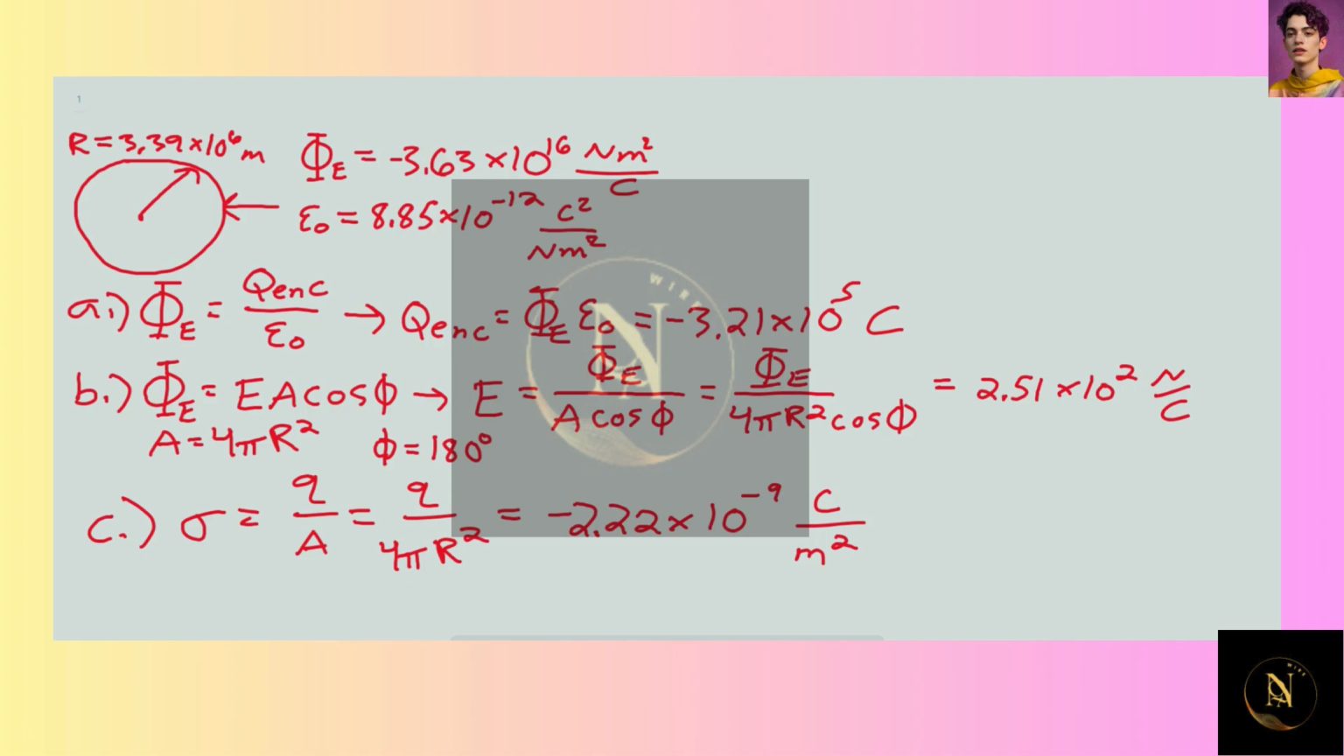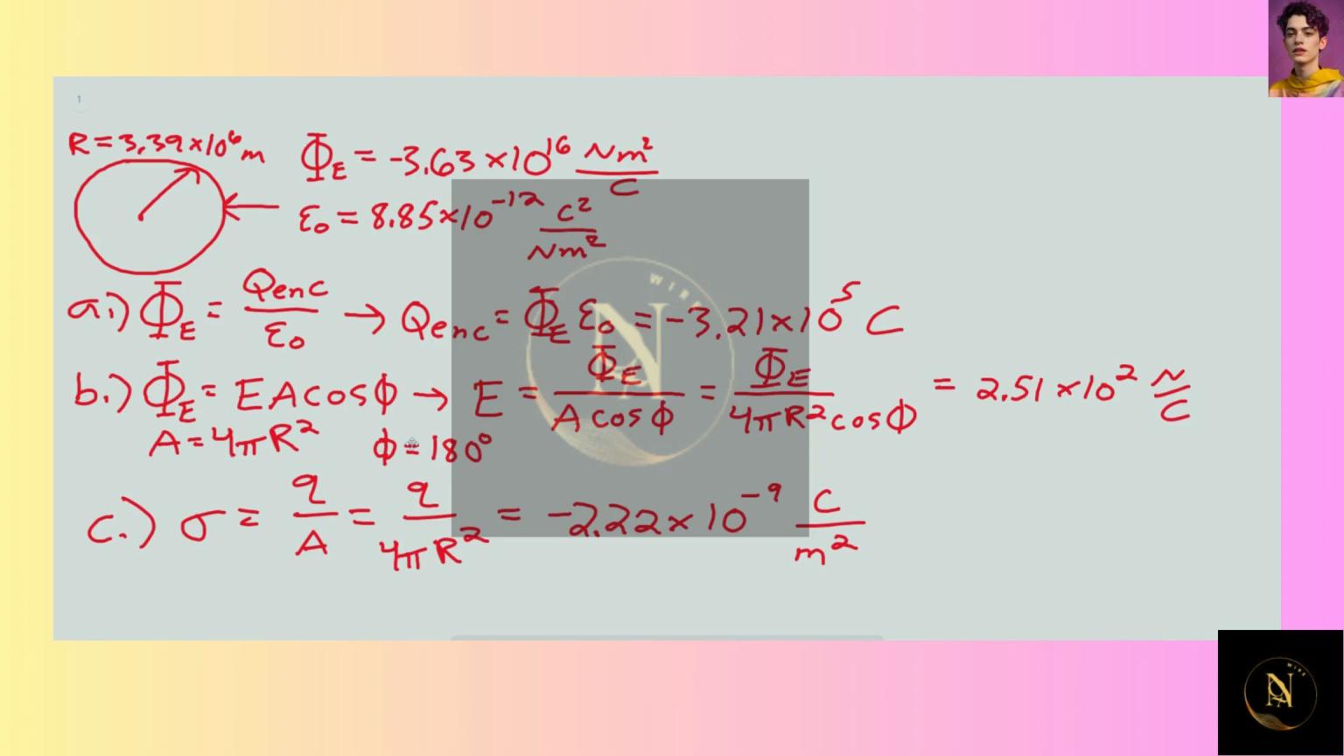Part B asks us to find the electric field at the planet's surface. With this, we use the definition of electric flux. The definition of electric flux is the electric field times the surface area times the cosine of the angle between the normal to the surface and the direction of the electric field. In this case, the electric field is pointing down towards the surface, and the normal to the surface would point straight up out of the surface. So the angle there is 180 degrees. Our angle phi is 180 degrees.